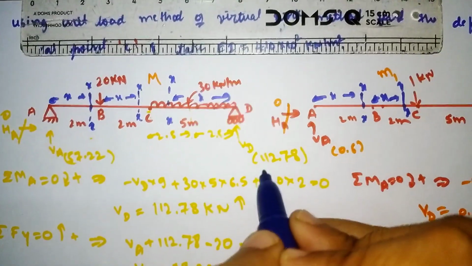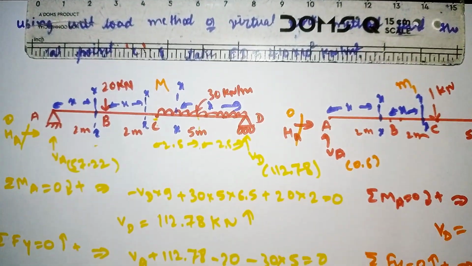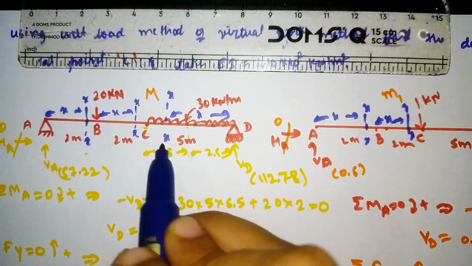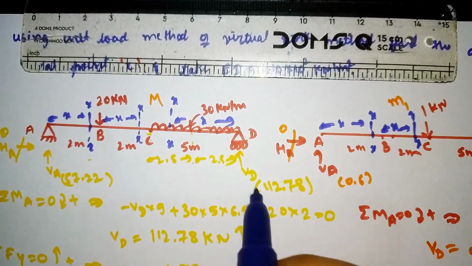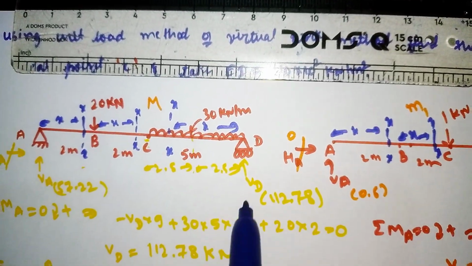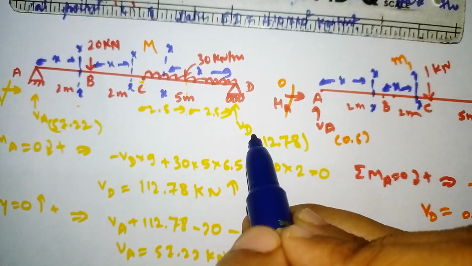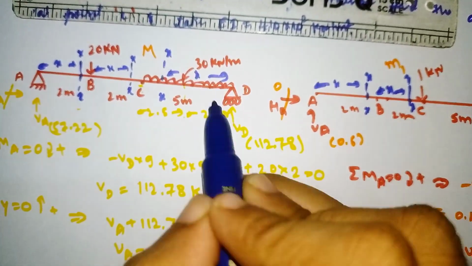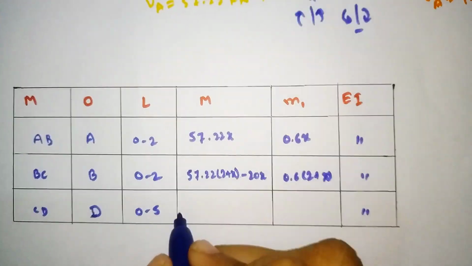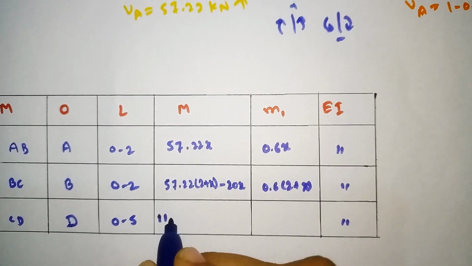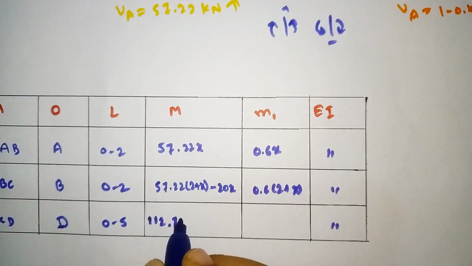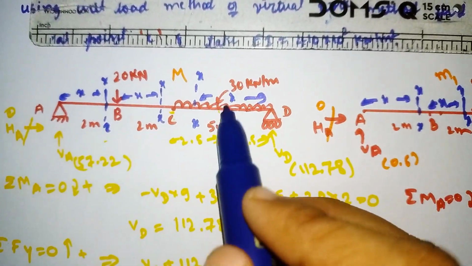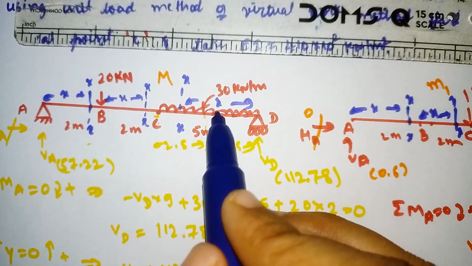For CD, our VD is moving upward, so we need to take the positive. At what distance from this section is it acting? At a distance of x. So VD into x. The VD value we got was 112.78, so 112.78 into x. Write it here. The UDL is also acting there, and it is coming downwards, so 30 into x.